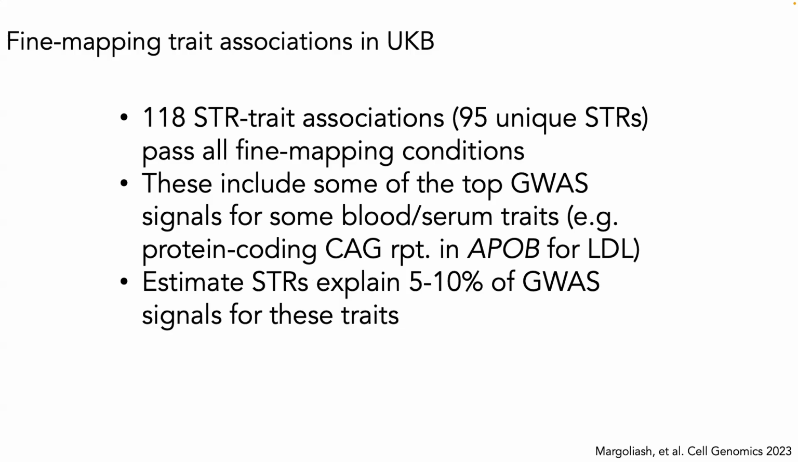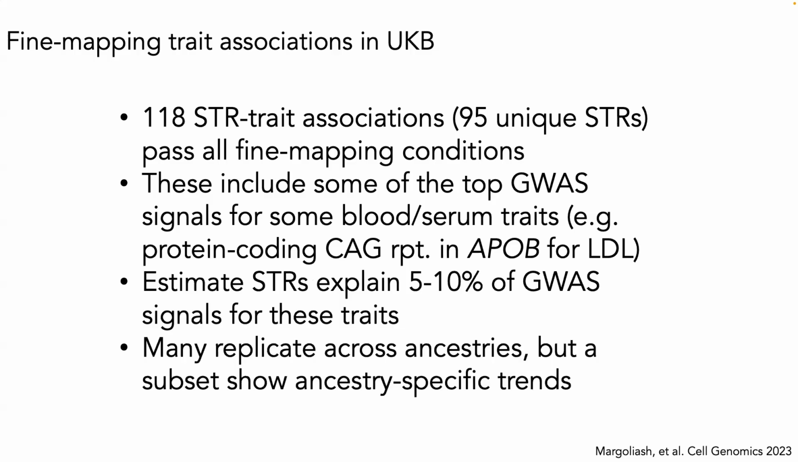Overall, we estimated that STRs explain 5 to 10% of the GWAS signals that we did fine mapping for these different traits. As with the PIP sort work in the beginning, we found that most of these are shared across ancestries. Many of these replicate across ancestries. I don't think I have a slide on this, but the replication is best when we restrict to ones that were confidently fine mapped. But as we saw before, a subset of these actually show very different trends across different ancestries, and those are very interesting to take a look at.